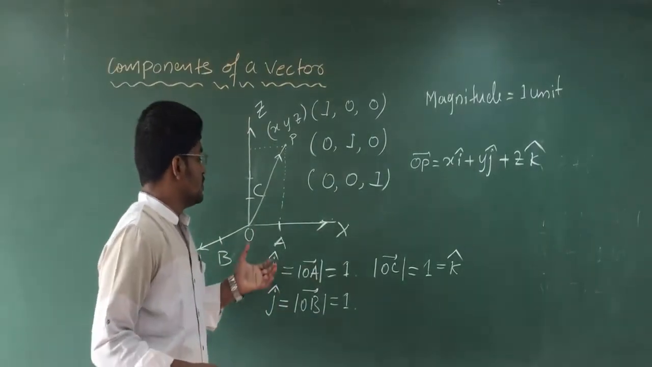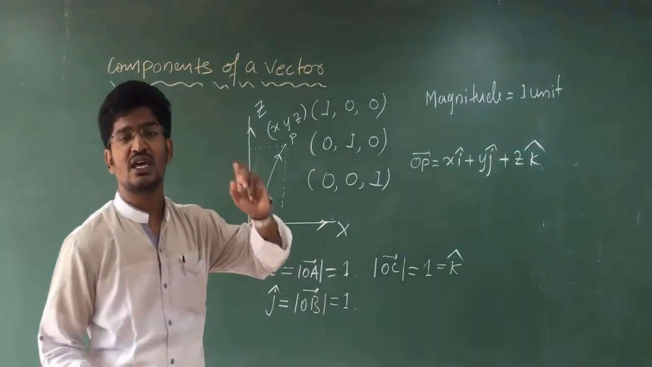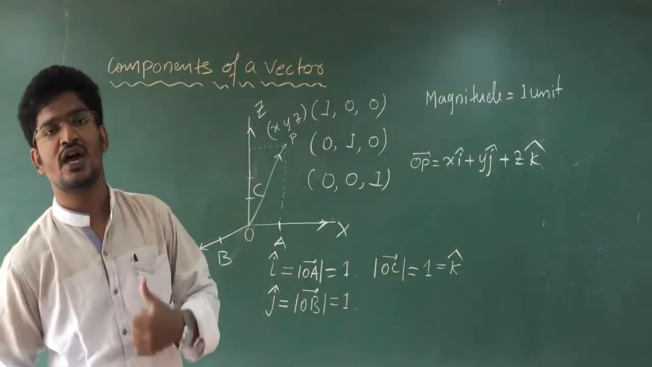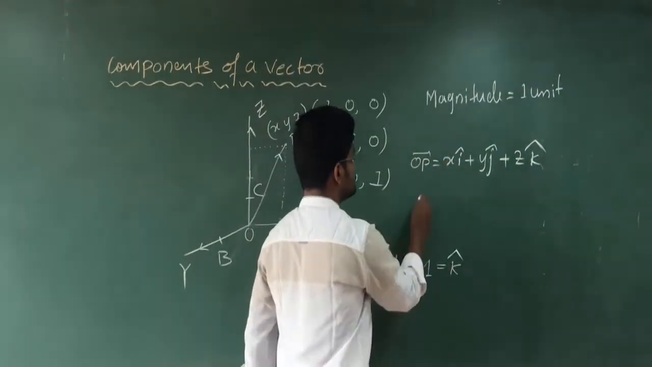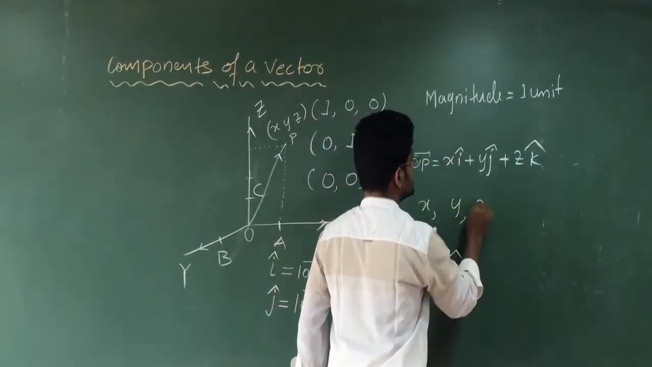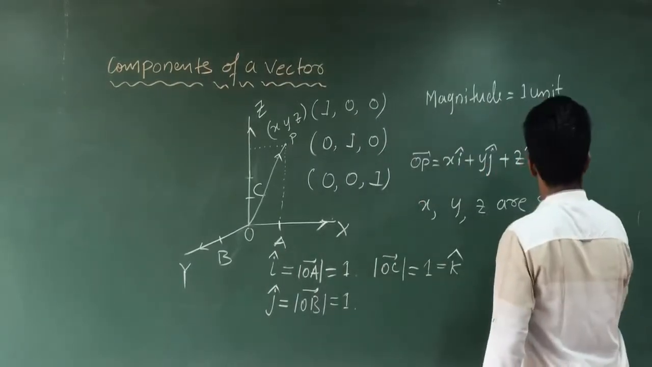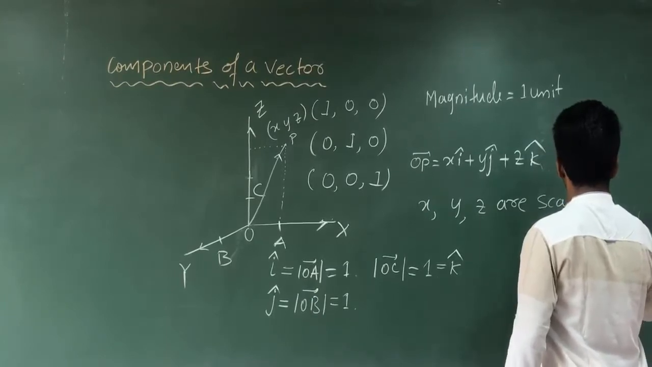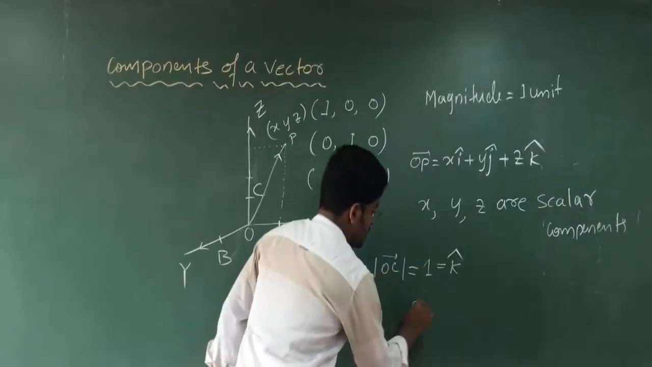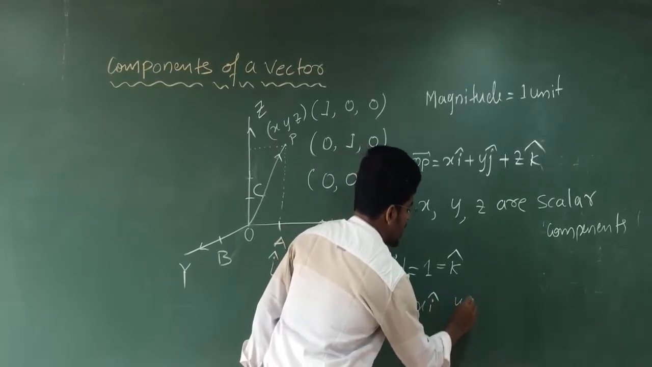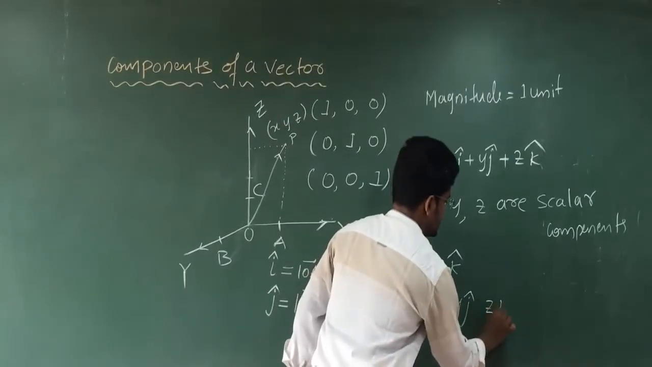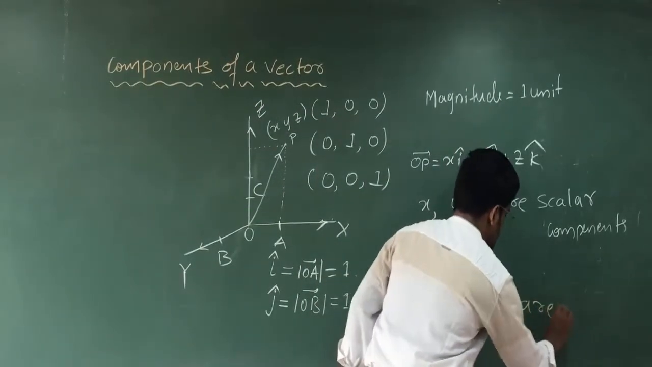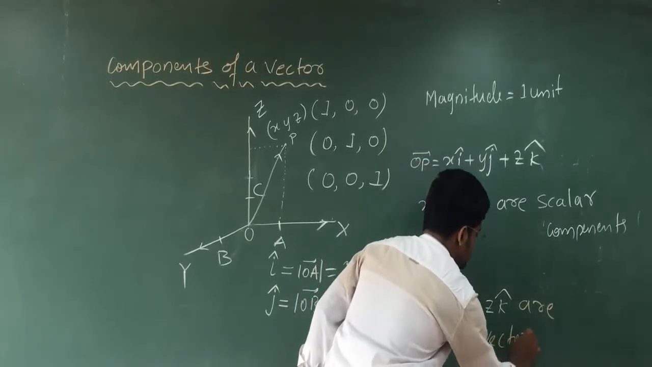Where i cap, j cap, k cap are the unit vectors in the direction of the x-axis, y-axis and z-axis. Here x, y, z are scalar components. Next, x i cap, y j cap, z k cap are vector components.